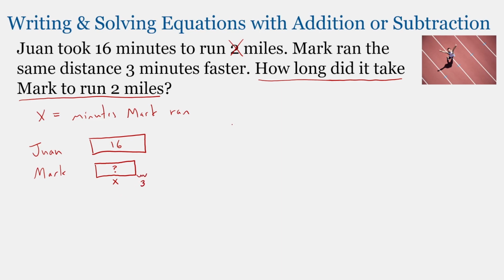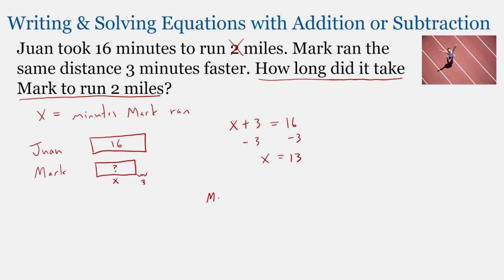So writing an equation, we get x plus 3 is equal to 16. And then solving that equation, we get x equal to 13. So answering the question on how long did it take Mark to run 2 miles, Mark ran 2 miles in 13 minutes.